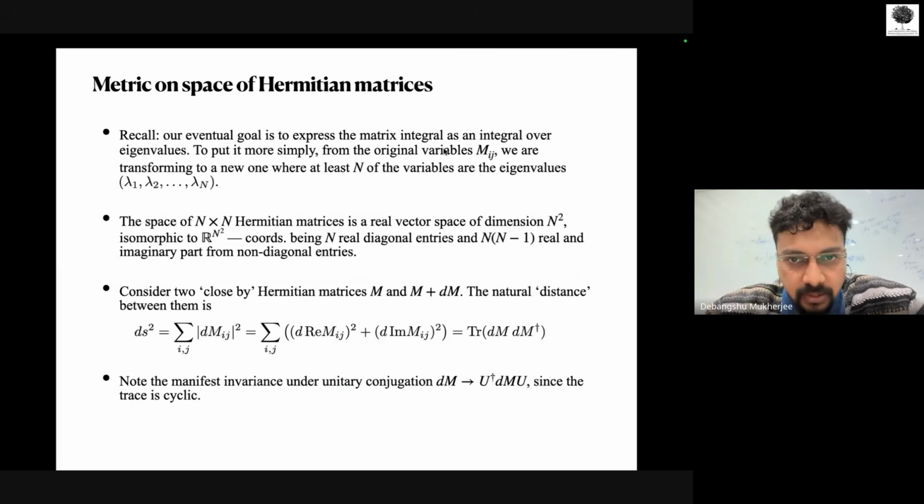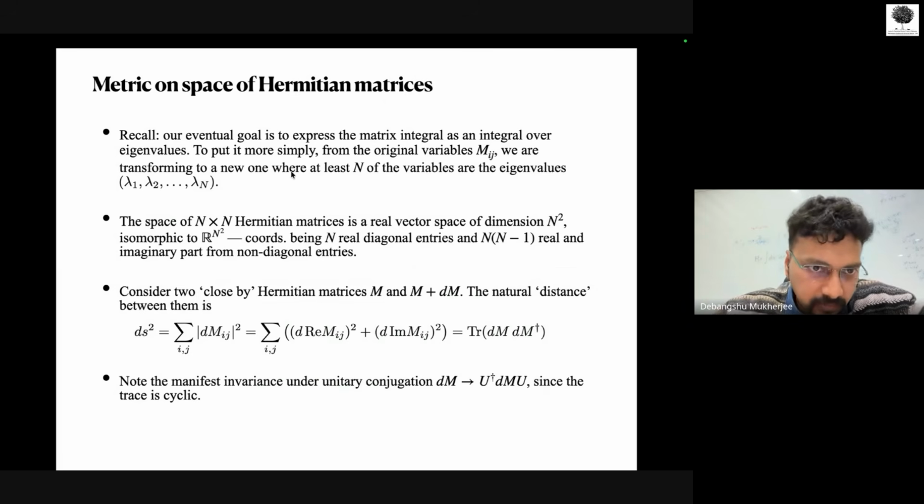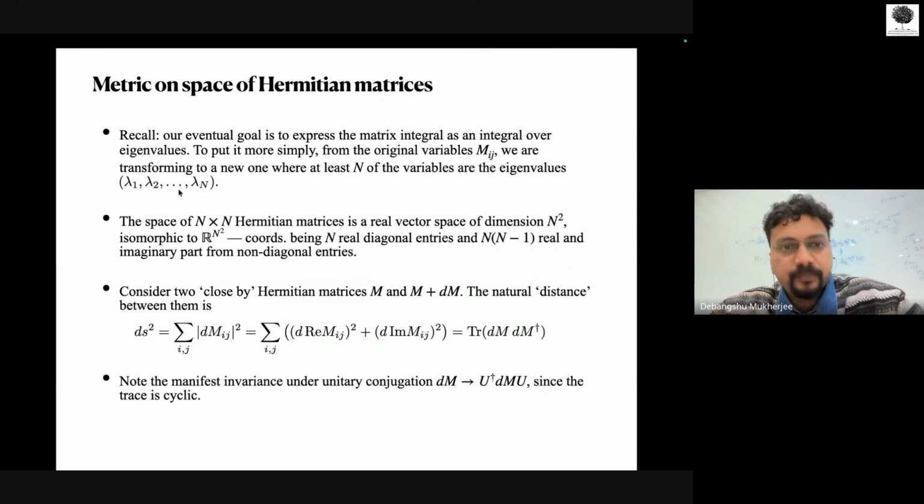Now, this is our eventual goal. To put it very simply, we have the original variables Mij. And now what we want to do is go to this new set of variables where at least n of them are this set of eigenvalues.